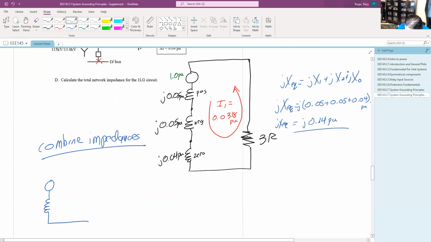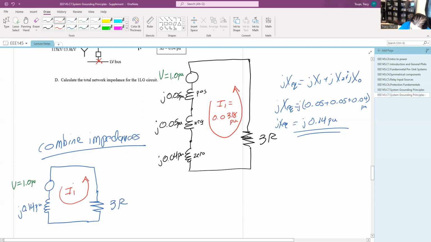JX. Okay. So if I crunch all those reactances together, I'm going to get a total of J0.14 per unit. I just added them all up together. That's all I did. On the other side, we have a resistor, 3R, and this is a closed circuit. Remember, we have 1.0 per unit voltage. Let's say V equals, just to signify. And color coding in red, we know I1, which is equal to 0.01.